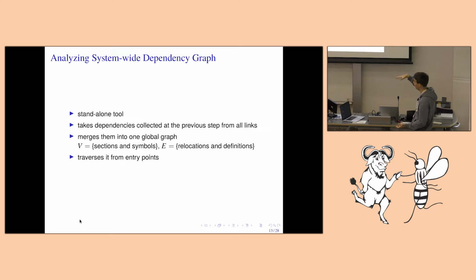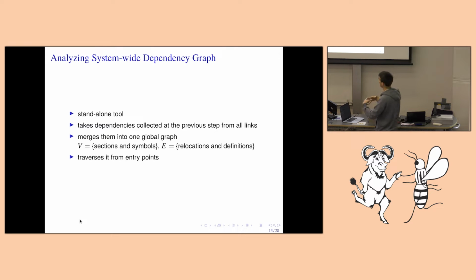The second step is analyzing the global graph. First, we have to merge the graph and then traverse it. It's relatively straightforward. The graph is this. The set of nodes is sections and symbols of the object files, and the set of edges is relocations and definitions. If a symbol is defined in a section, there's an edge.